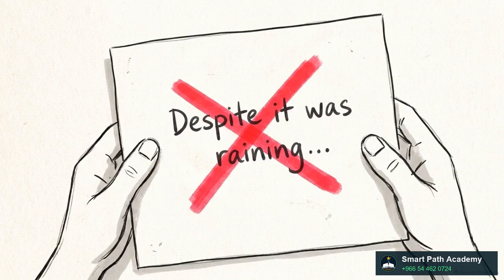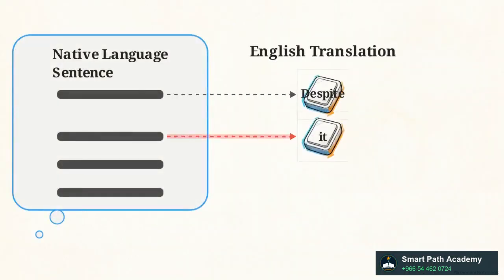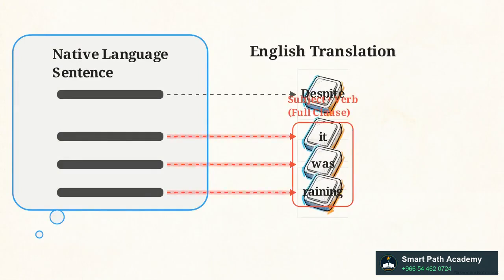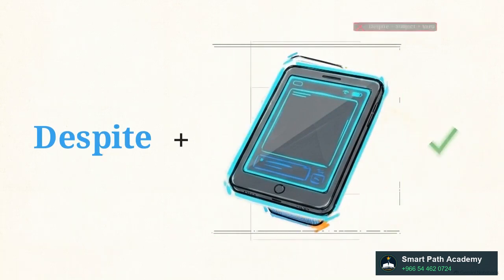Take a look at this test paper. The sentence reads, "Despite it was raining." You will see this mistake in classrooms everywhere, usually because the writer is trying to translate a full thought directly into English. We can solve this by looking at the specific parts of speech allowed after the preposition. Once you understand which grammatical pieces fit into the formula, the error becomes easy to spot and correct.